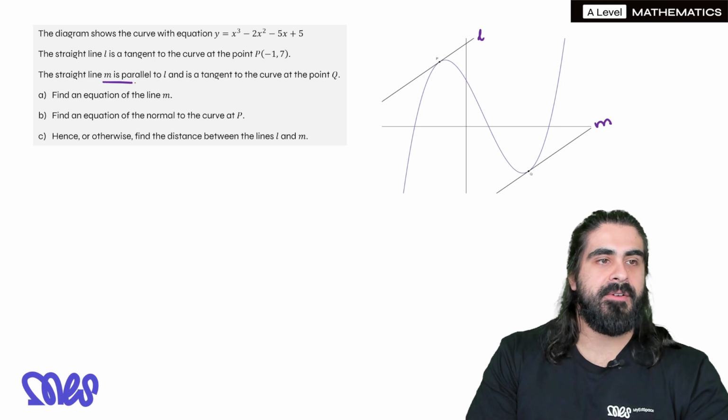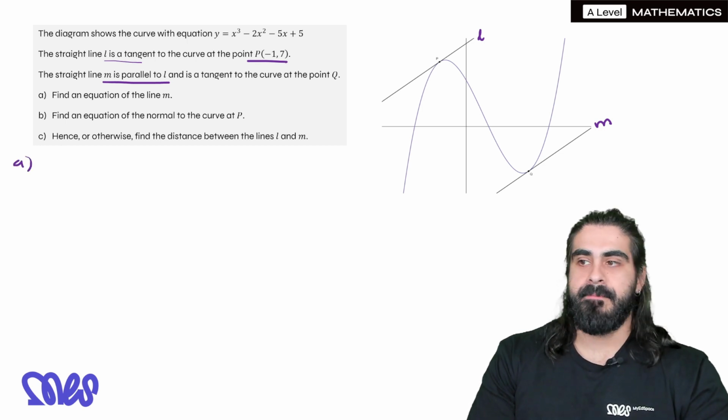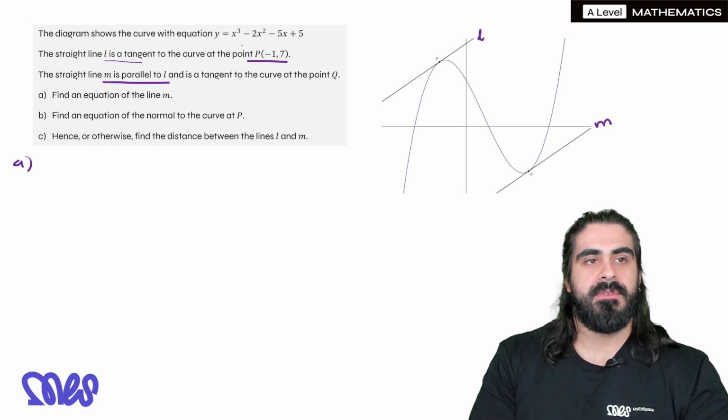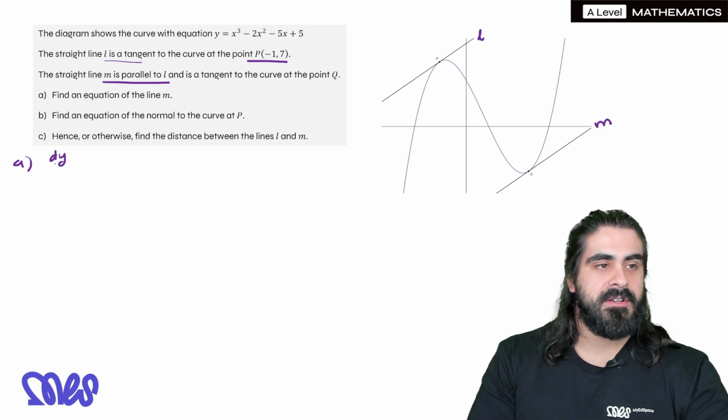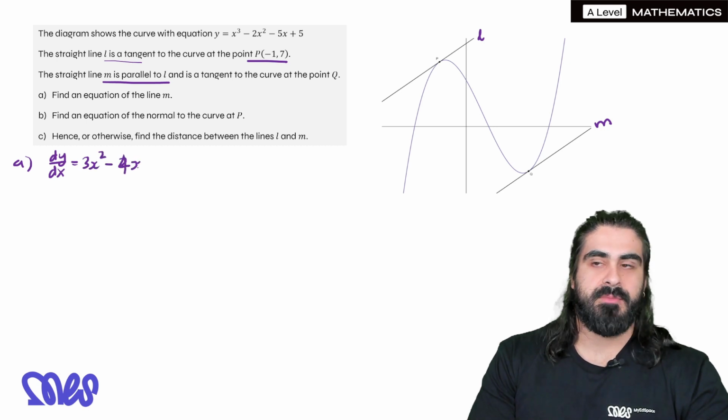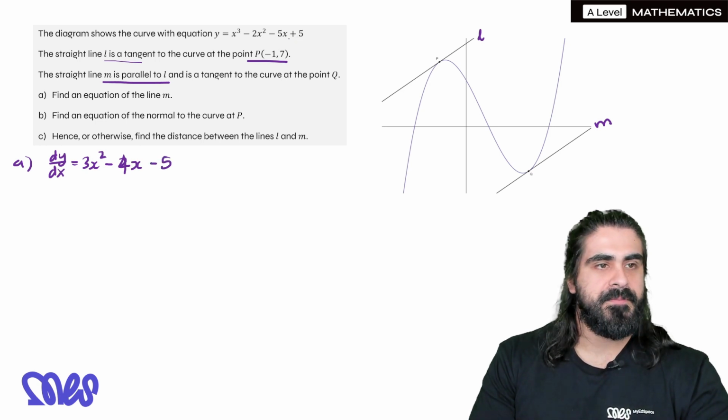All right, so M is parallel to L and L is a tangent to the curve at the point P. So what we need to do is find the gradient of L. M is going to have that exact same gradient. So we need to differentiate first. dy by dx is 3x squared minus 4x, bringing down the 2. Then minus 5x differentiates to minus 5, and then the plus 5 at the end just disappears.